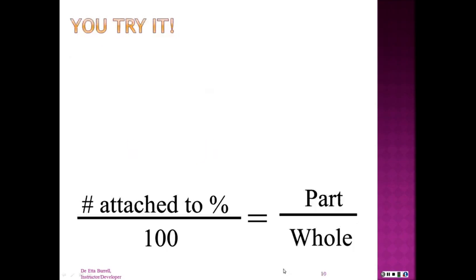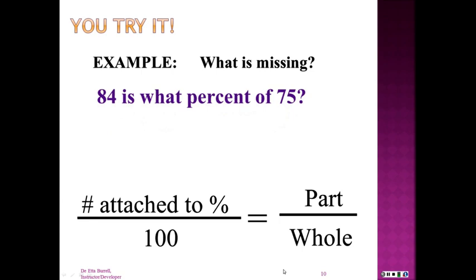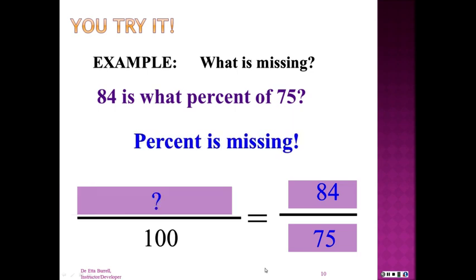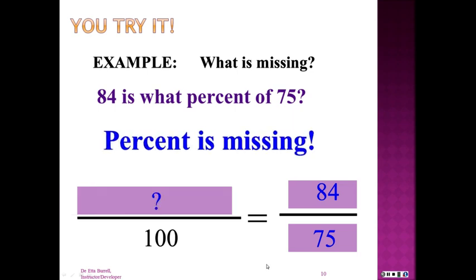All right, let's do another one. 84 is what percent of 75? This is easy. What's missing? It says what percent? So 84 is my part, of 75, this is my whole. The percent is missing because it says what percent. This problem is probably going to be over 100% because the part's bigger than the whole. It's okay for some of your answers to be over 100%.